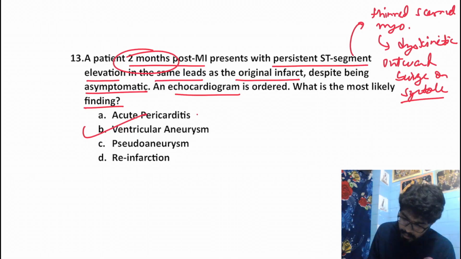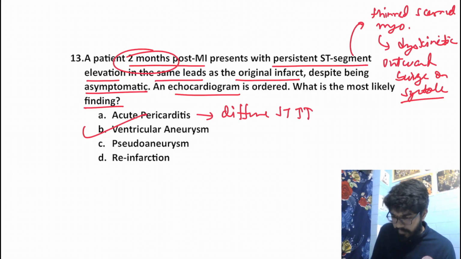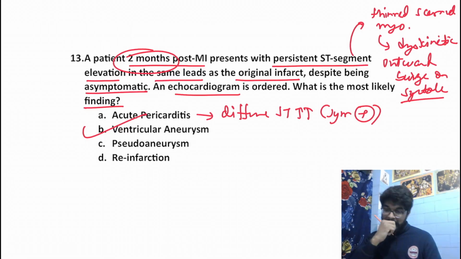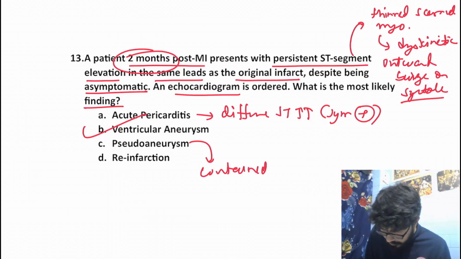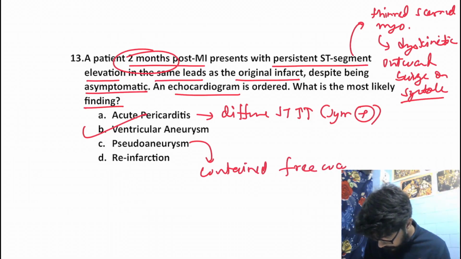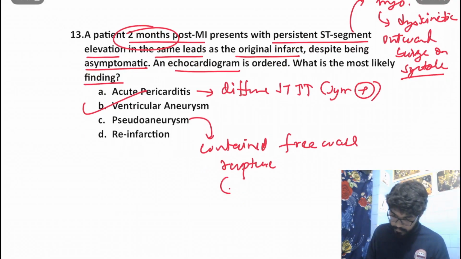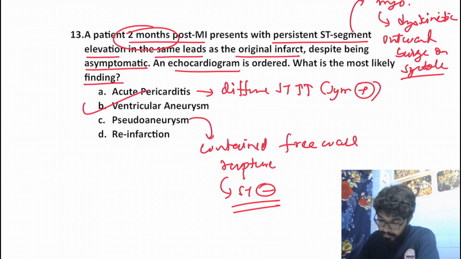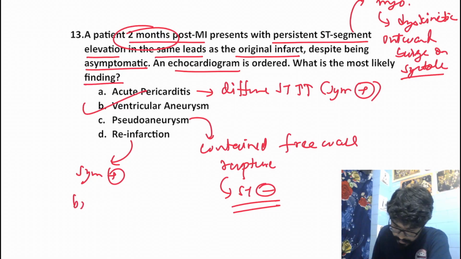Okay. So acute pericarditis, over here we would get diffuse ST segment elevation, and symptoms would be present in the form of chest pain. Pseudoaneurysm is seen in a contained free wall rupture. Right. Okay. Over here the ST segment won't be elevated, right? There won't be any elevation of ST segment. And reinfarction, again in reinfarction symptoms would be present, and cardiac biomarkers would be elevated.